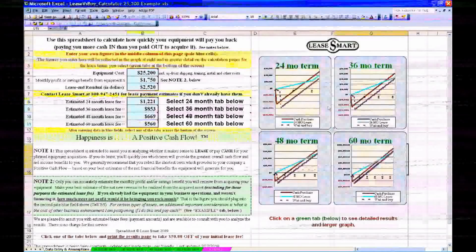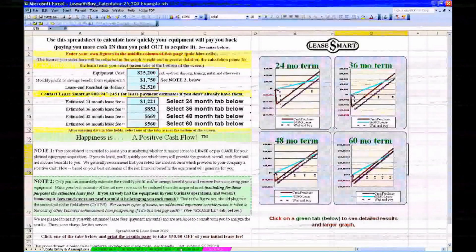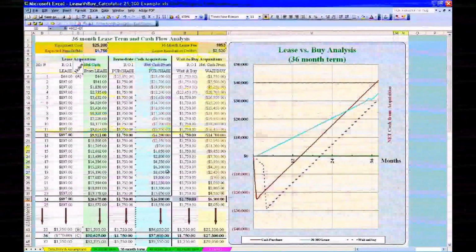As each of these figures got entered into the spreadsheet, the graphs on the right were updated, reflecting the changes. On this tab of the spreadsheet, the graphs are pretty small though, and hard to read. So if you click on one of the green tabs at the bottom of the screen, you can see a larger graph with a month-by-month, side-by-side comparison showing how quickly each option yields more liquid cash in the business than was there to start with. Here's the 36-month results page for our customer.